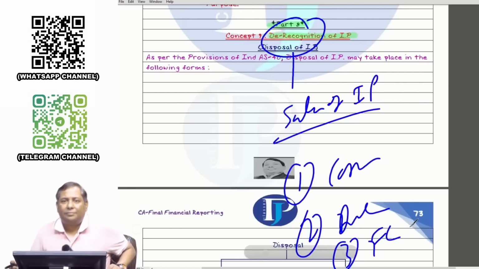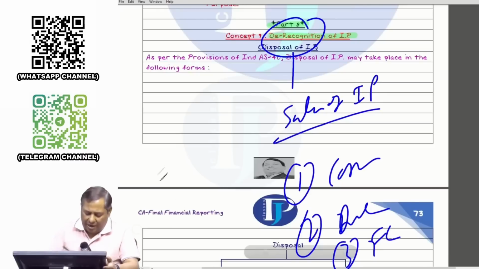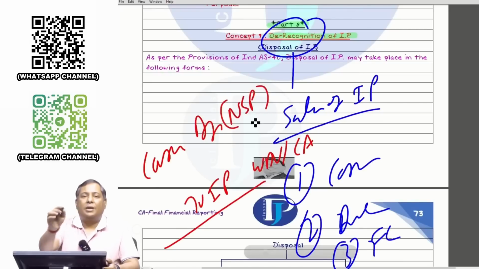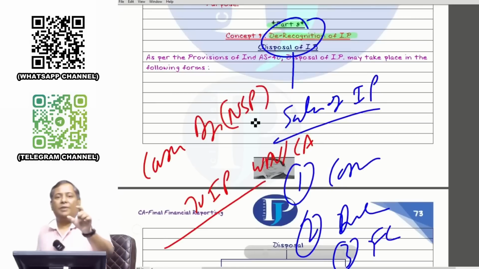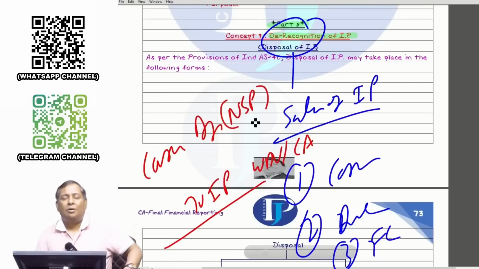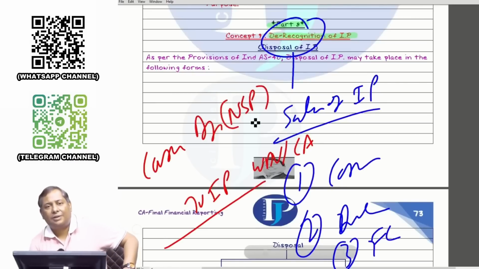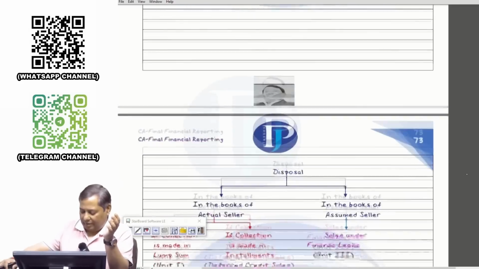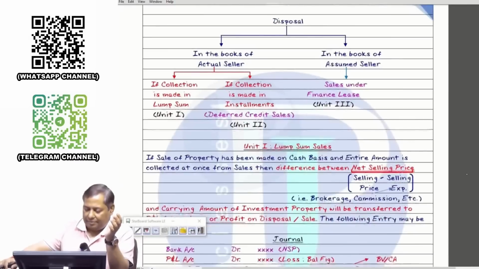First, cash. In the cash case, you just need to pass the entry: cash account debit, to IP. Now here WDV will come, which we call the carrying amount. Here your NSP will come, which is selling price minus expenses, and the difference will go to profit and loss, which is profit on sale or loss on sale. Profit will be credited to the P&L account as other income, and loss will be debited as other expenses. This is a case of disposal.